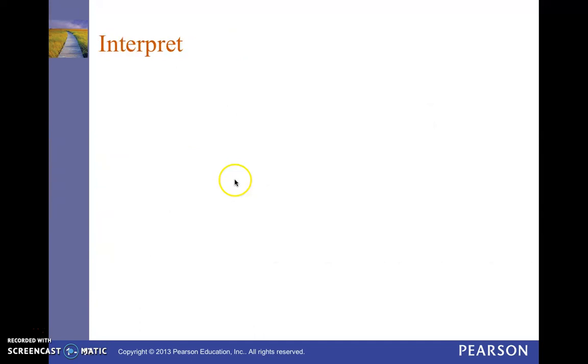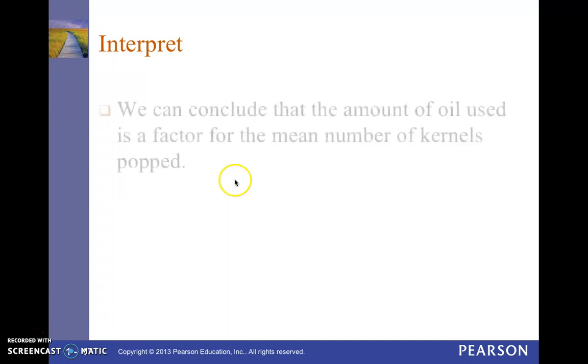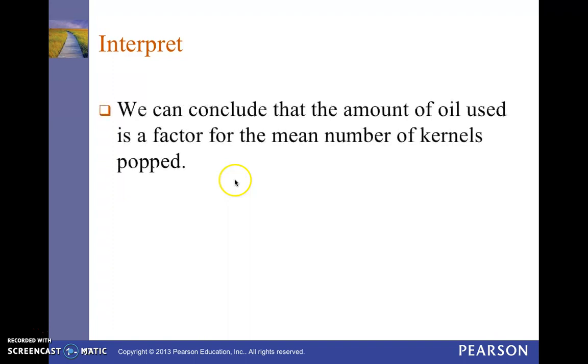So one of the big things about this is interpreting it. Running it is easy. It'll take you about 2 seconds once you figure out where it's found in StatCrunch. So you'll spend most of your time looking at that output and trying to interpret it. So what we say is, we can conclude that the amount of oil used is a factor for the mean number of kernels that are popped.